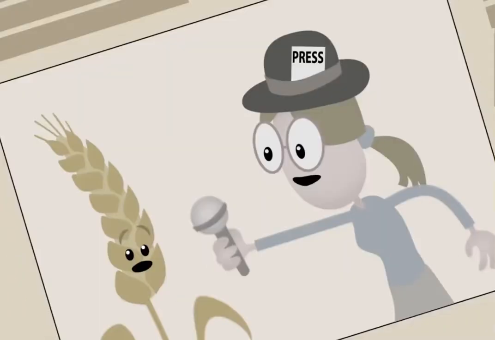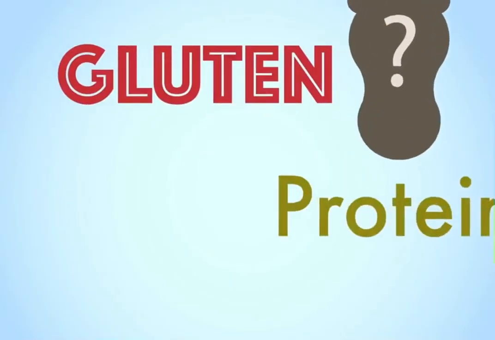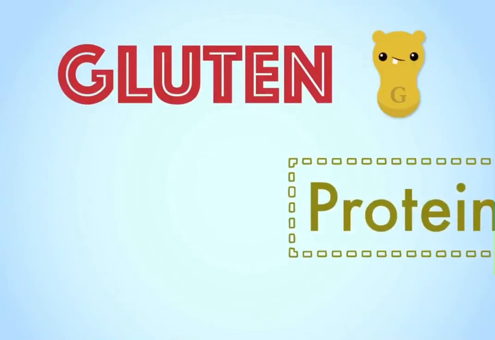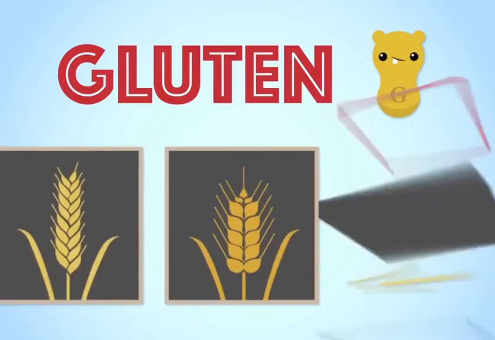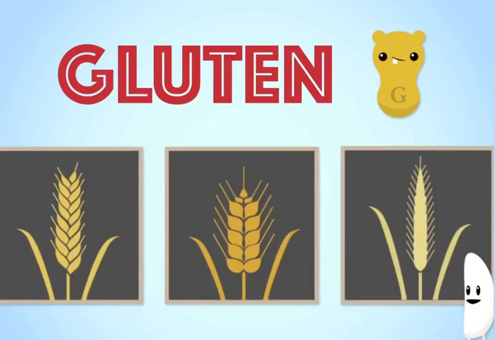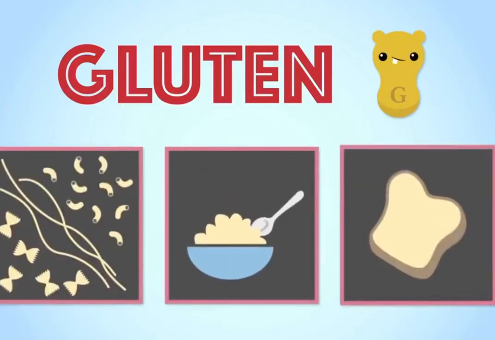Gluten. It's all over the news. But what is it, and where can it be found? Gluten is a protein. It is found naturally in some grains, such as wheat, barley, and rye. Nope, not you, rice. Common food products that have gluten include pastas, cereal, and bread.